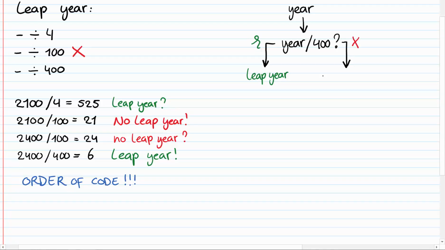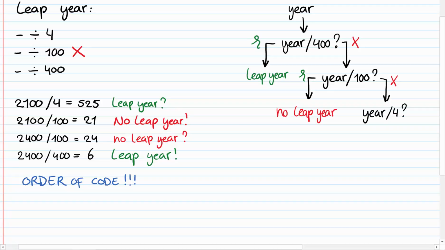We have eliminated all years divisible by 400, so now we can check whether the year can be divided by 100. If this is the case, it's not a leap year. If this is also not true, we can check if we can divide the year by 4. If this is true, the year is indeed a leap year. If this is not the case, then we're talking about all other remaining years that are not leap years.